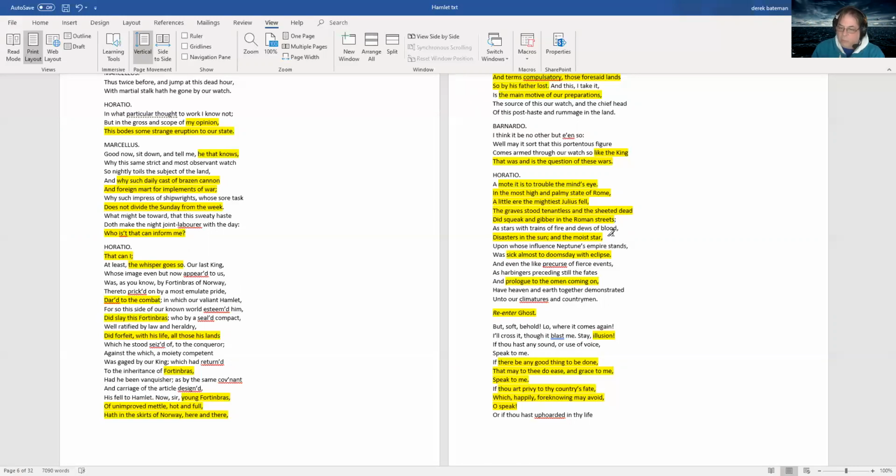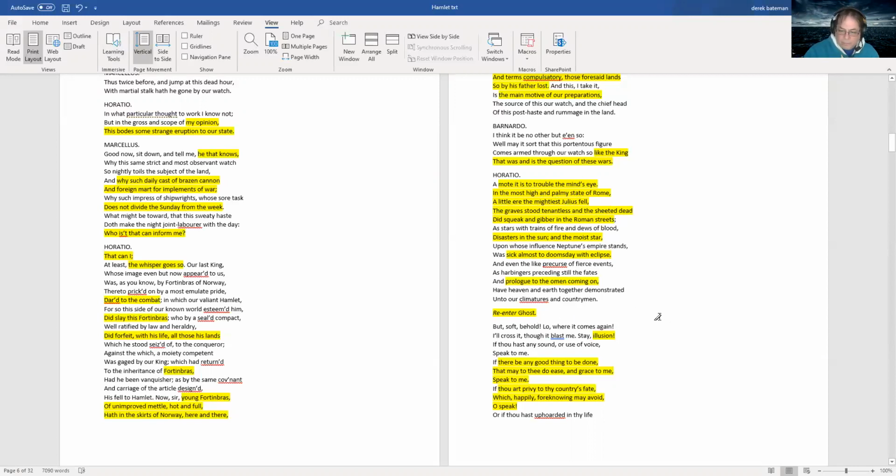And the reason he's bringing it up is, remember what he said earlier, "this bodes some strange eruption to our state." He's comparing it to the eruptions in the state of Rome before Rome fell, or this manifestation of the Roman Empire. Okay?